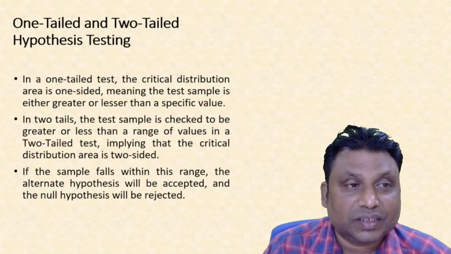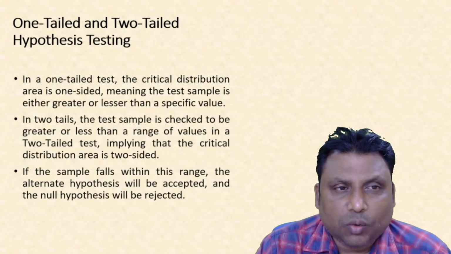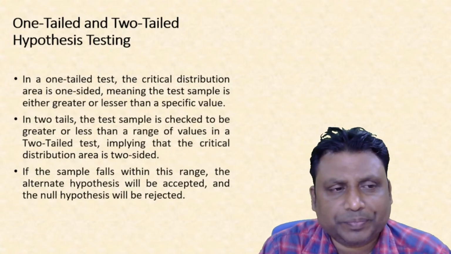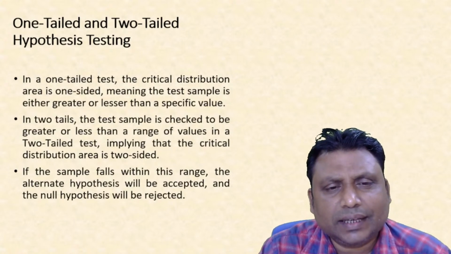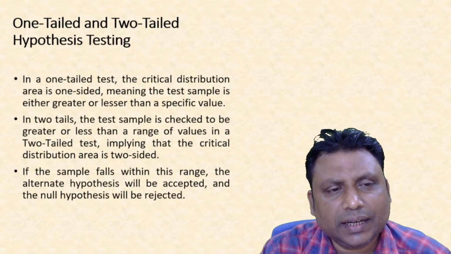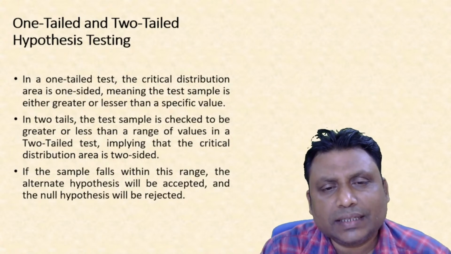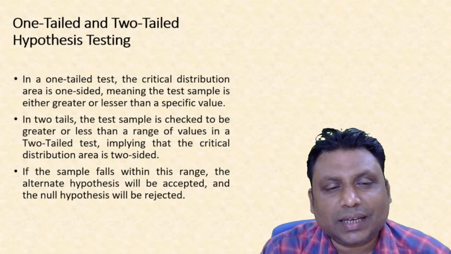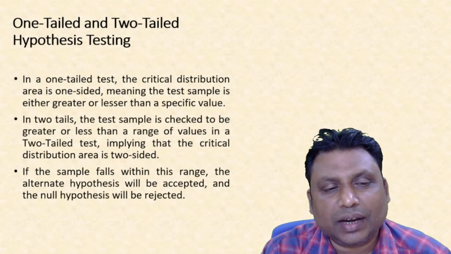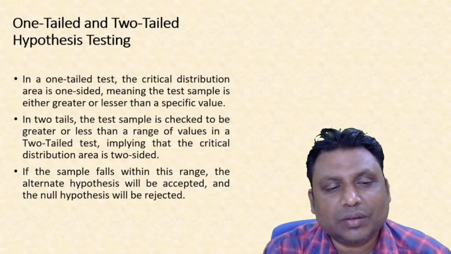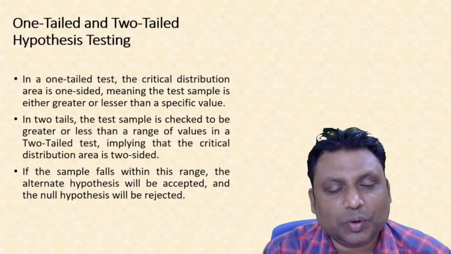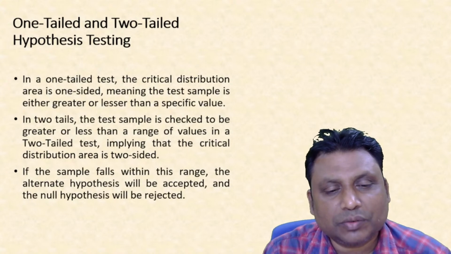Next one is one-tail and two-tail hypothesis testing. In a one-tail test, the critical distribution area is one-sided, meaning that the test sample is either greater or lesser than the specific value. In a two-tail test, the test sample is checked to be greater or lesser than a range value, implying that the critical distribution area is two-sided. If the sample falls within this range, the alternative hypothesis will be accepted and the null hypothesis will be rejected.